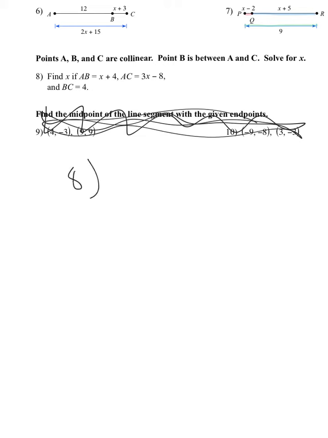So I have enough room. A, B, and C are collinear. I know I have 3 points, A, B, and C, but I don't know what order, so I have to look. B is between AC. So I'm going to put B in between A and C, and now I'm going to fill in my values. It's asking us to solve for x.